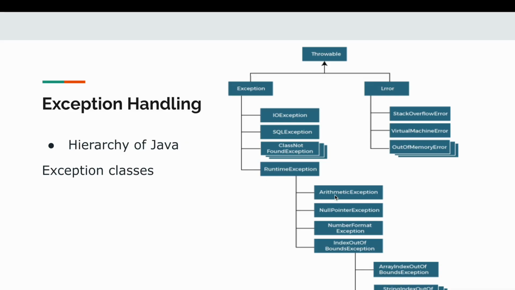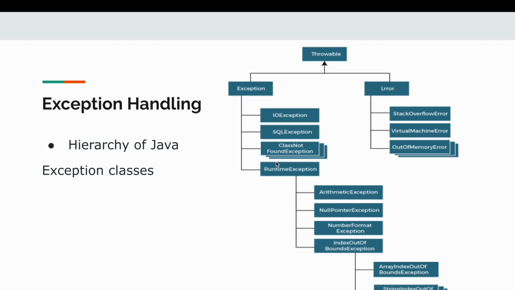These are also individual classes, but the parent class is exception. And for arithmetic exception, null pointer exception, number format exception, index out of bound exception, the parent is runtime exception. These are like parent and child, and each is under its class. So these two, array index out of bound and string index out of bound, are under index out of bound exception.